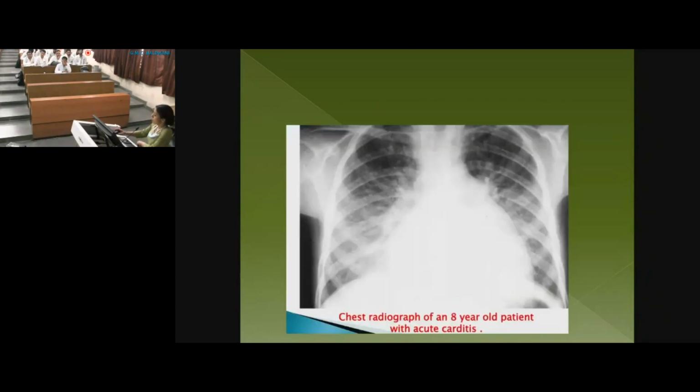So this is how we usually find a child who comes to you with acute carditis. What can you find here? Do you know what the CT ratio is? You find there is cardiomegaly, and this is the increased pulmonary pressure. The increased pulmonary blood flow is causing this kind of pulmonary plethora.